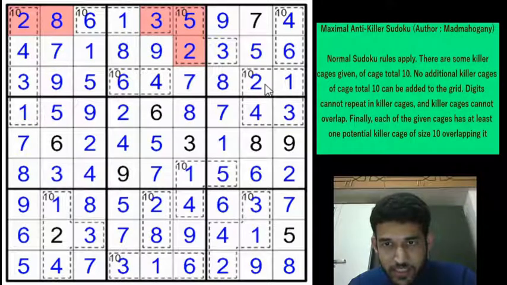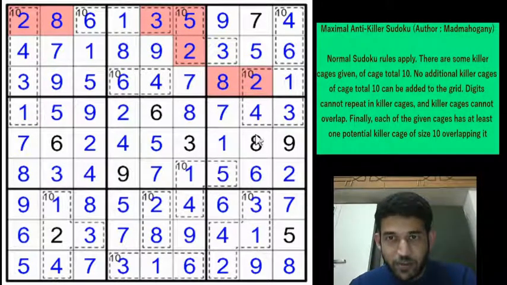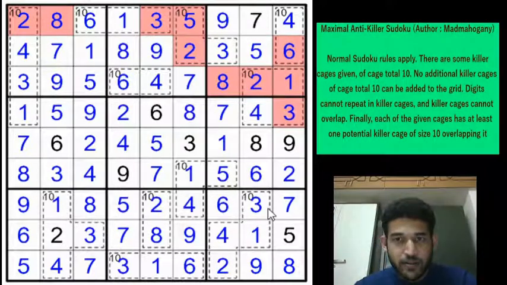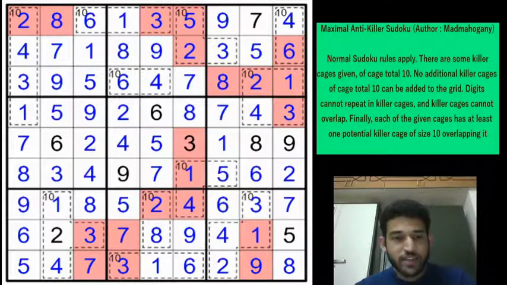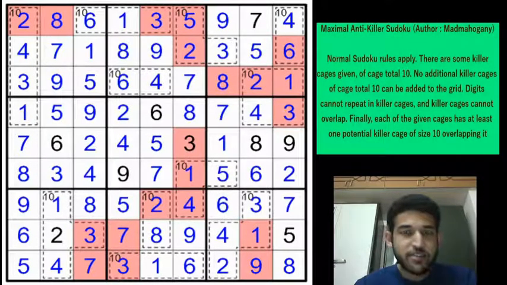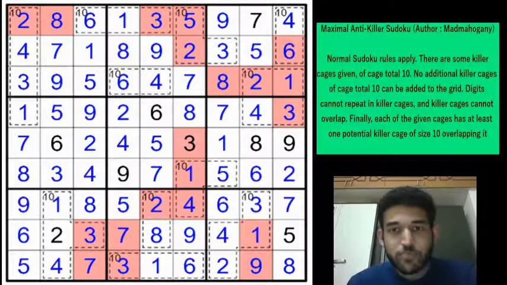And for this cage, 2 and 8 is satisfying the rule part. For 10 cage here, 6, 1, 3 is satisfying the rule part. So this cage is already satisfied. For this cage, 1, 2, 3, 4 is satisfying the rule part. So this cage is also simultaneously satisfied. And this cage 1 plus 9 is satisfying. This cage 3 plus 7, this cage 3 plus 7. Right, so all the cages are satisfied now. And that completes this absolutely stunning Sudoku.